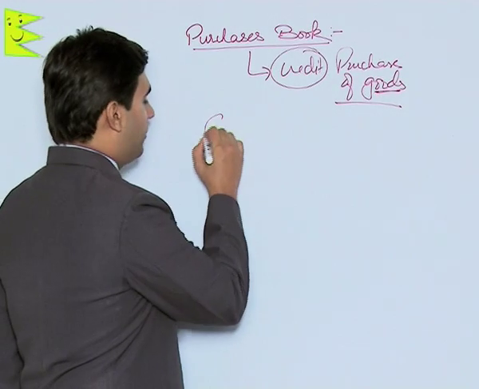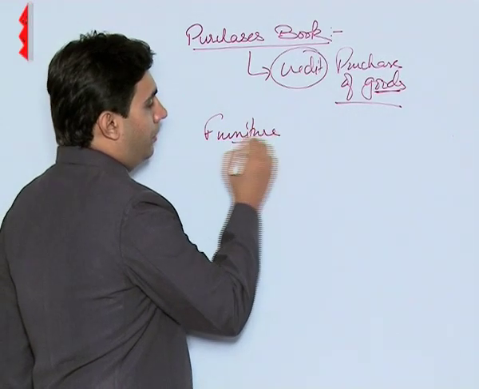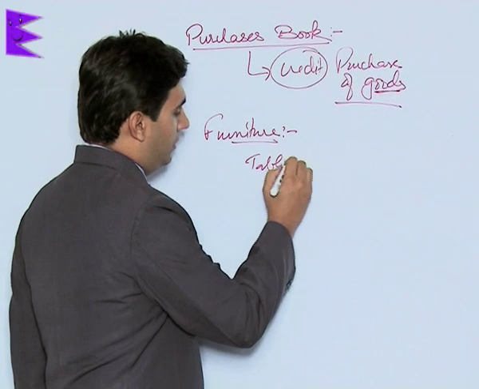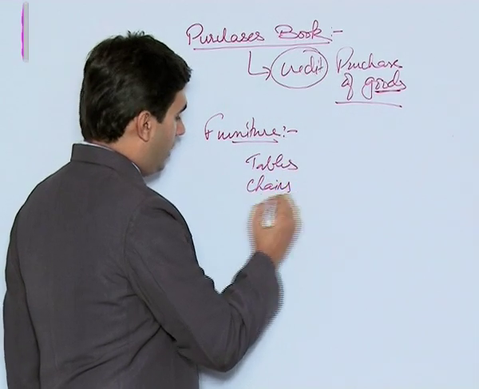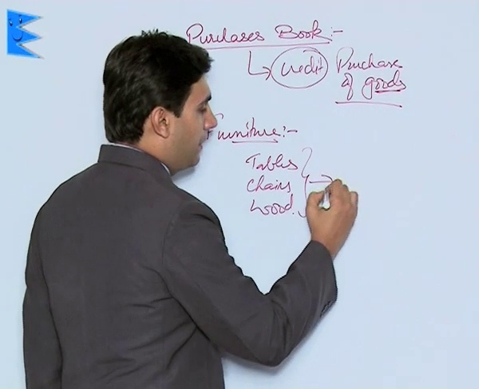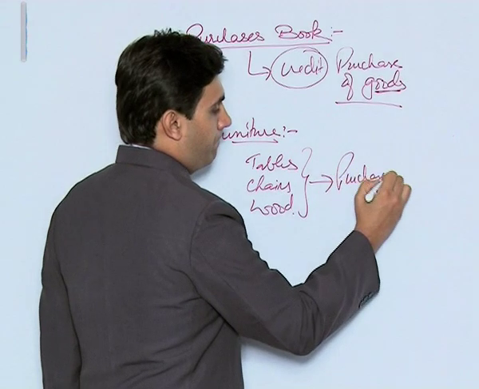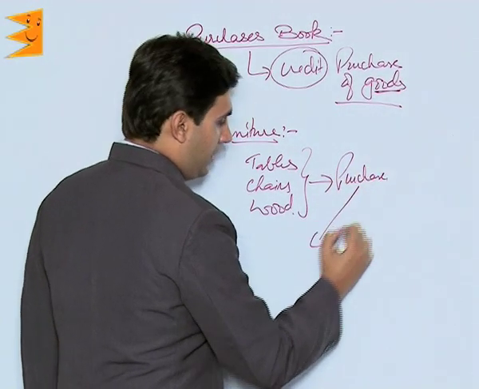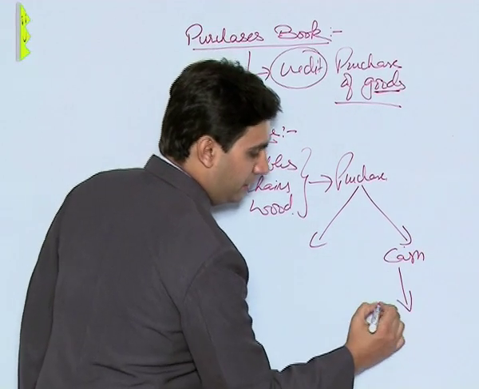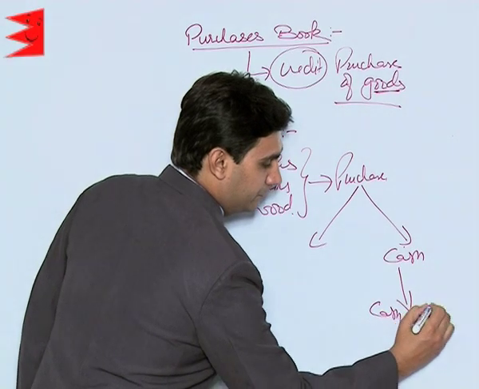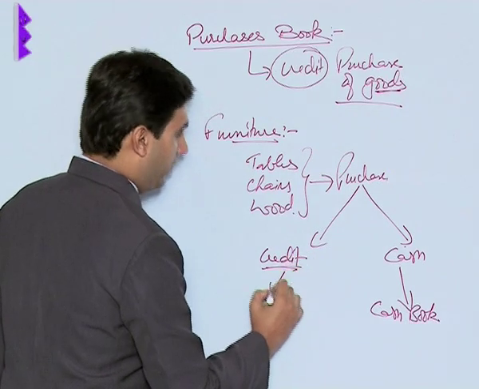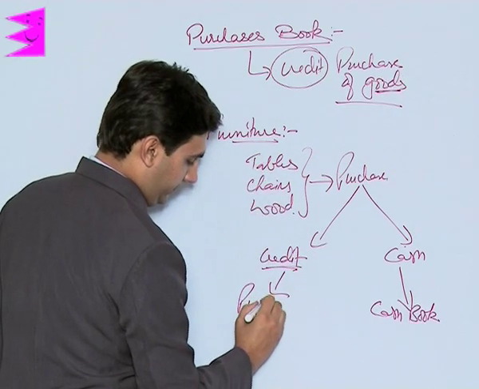If you deal in furniture, now any kind of furniture that you purchase, tables, chairs, even wood, as wood is a raw material, so they would be classified as purchase. Now if this purchase is on cash basis, then it would be recorded in cash book, and if this purchase is on credit basis, then it would be recorded in this purchase book.